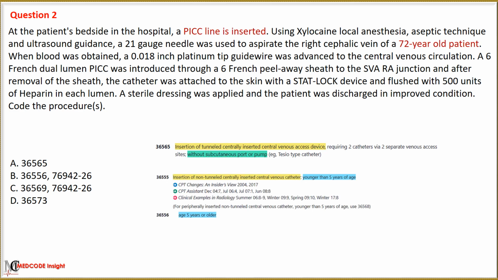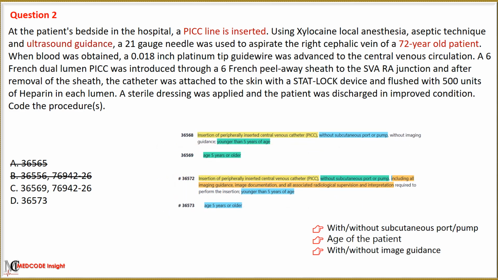As in the scenario, a peripherally inserted central venous catheter line is inserted. Based on the type of insertion, we first eliminate option A with code 36565 and option B with code 36556, as both are used for the insertion of a centrally inserted central venous access device. For a peripherally inserted central venous catheter, we eliminate options based on three keywords: with or without subcutaneous port or pump, the patient age, and with or without imaging guidance.